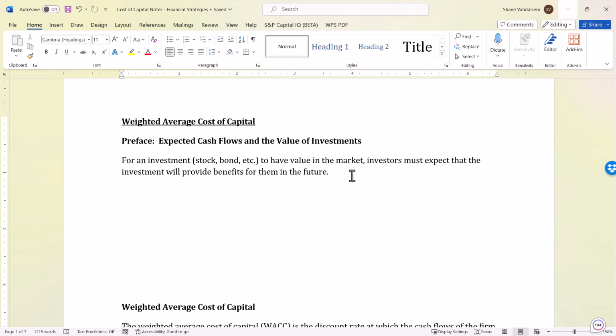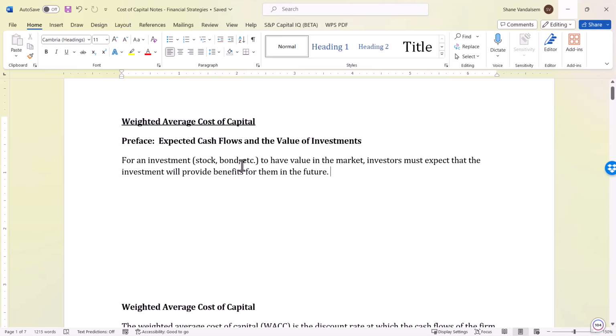The same thing applies with bonds. In order to induce me to buy a bond, whoever is selling that bond has to make an agreement with me to pay interest payments to me in the future. And then at maturity, they're also saying they're going to pay me the principal value of that bond. And that's why that bond has value today: there's an expectation that the company is going to pay me even more money in the future if I give them money today.